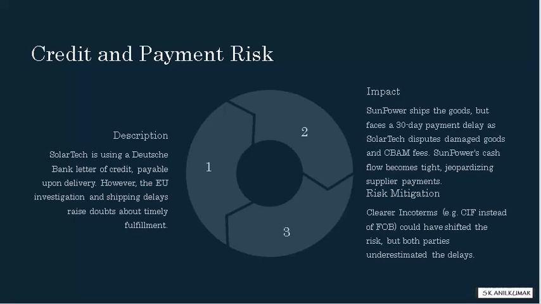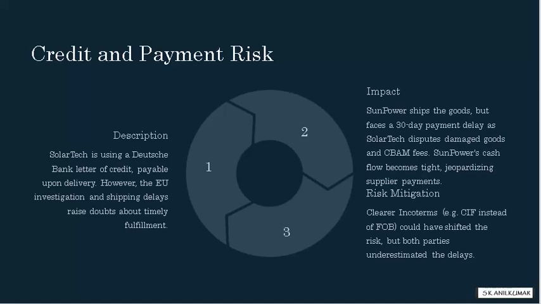The credit and payment risk is that SolarTech is using a letter of credit from Deutsche Bank, payable upon delivery. But EU scrutiny and shipping delays raise doubts about timely payment. Why? Because the EU may find the goods not fitting their CBAM framework. SunPower is shipping the goods but faces a 30-day payment delay because SolarTech disputes the goods as damaged by the roundabout route and the storm. SunPower's cash flow tightens, which risks its payments to its suppliers.